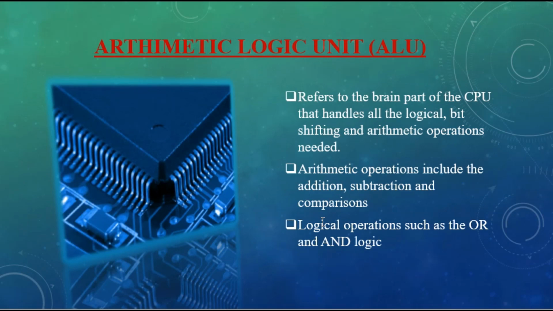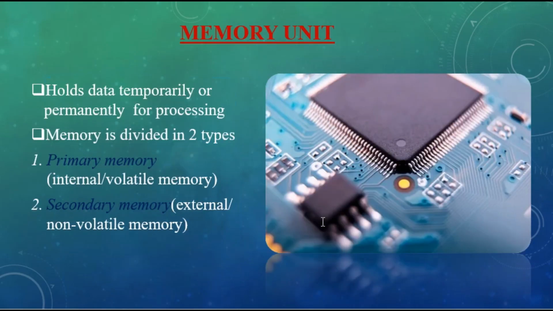ALU, in full, arithmetic logic unit. Now, the arithmetic logic unit is simply the brain part of the CPU. It handles all the logic, bit shifting, and arithmetic operations required by the computer. As we saw before, the logic and the arithmetic operations. Just a recap, arithmetic operations are the simple operations such as addition, subtraction, and comparison, while the logic operations are the OR and AND logic operations.